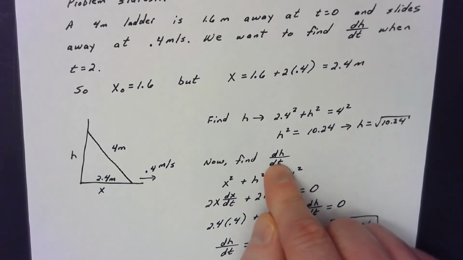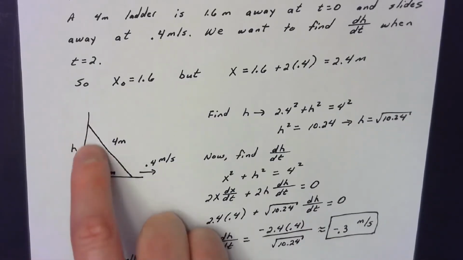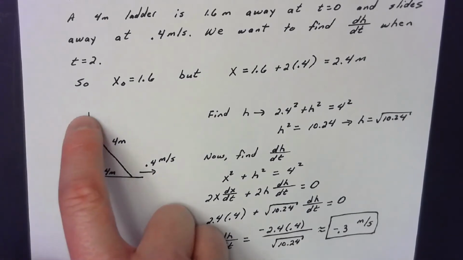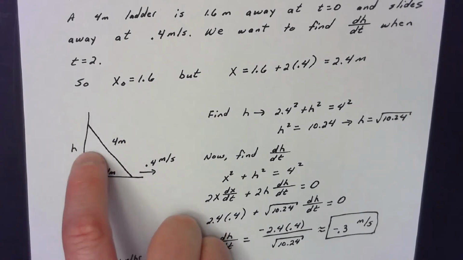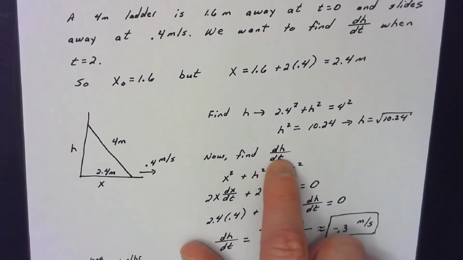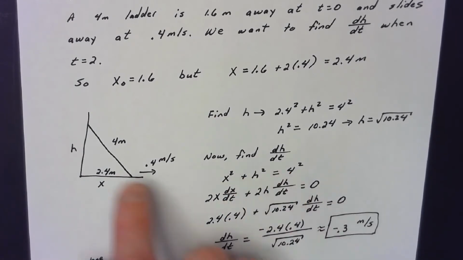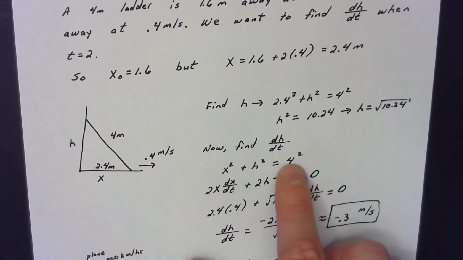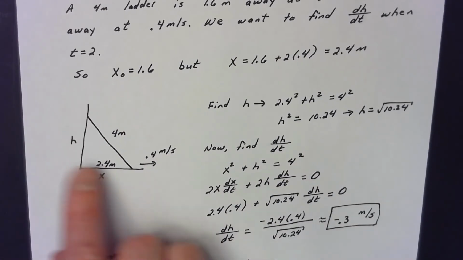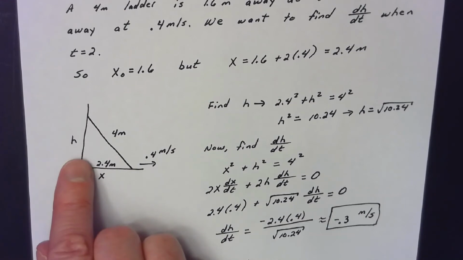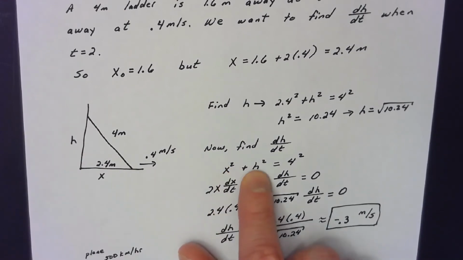Now the goal of this problem is to find out how fast the height is changing, and I know it has to be negative because if the base moves away, then the ladder is falling down the wall, height is decreasing. So I'm supposed to find the rate of how much the height of the ladder on the wall is decreasing. I go back to my Pythagorean theorem. Again, anything that's a constant, I go ahead and just put in the number. The ladder's length is not changing, so I put in a number. Both the horizontal and vertical position of the ladder is changing, so I have to have variables there.